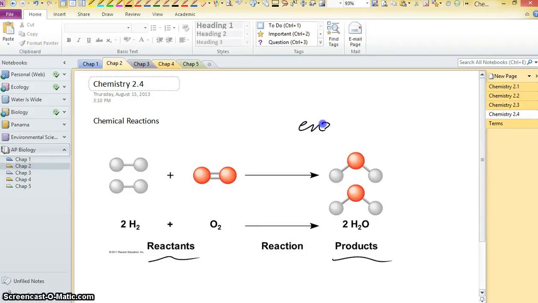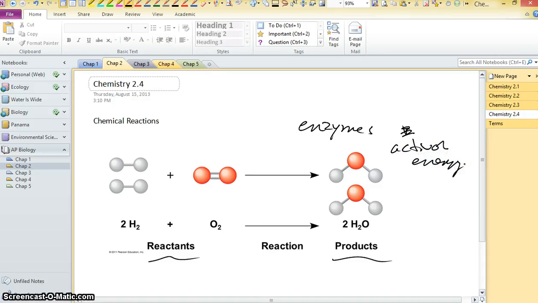And so we'll talk about things like, of course, enzymes, which help facilitate reactions. Enzymes help to overcome the activation energy needed to get the reaction to go. But we'll get to that a little later. Okay, that's it for Chapter 2.